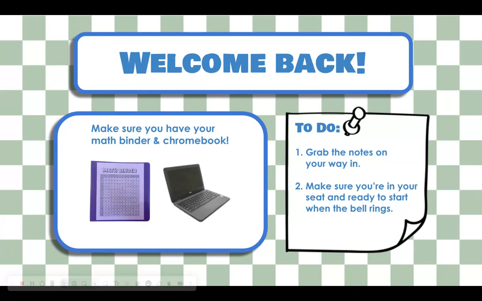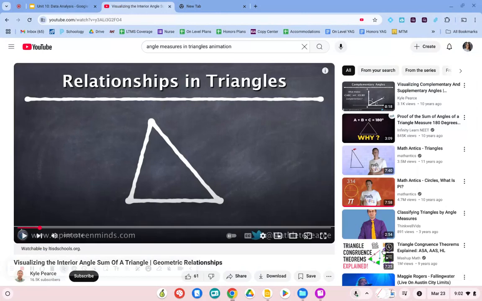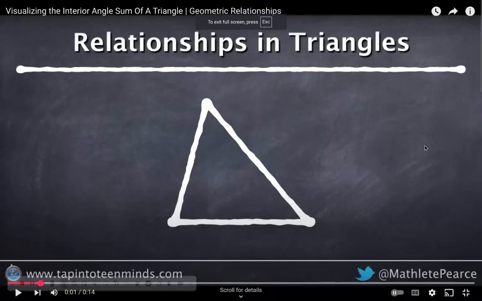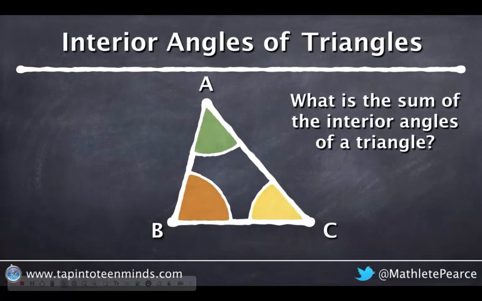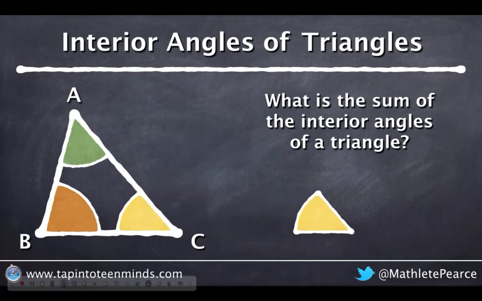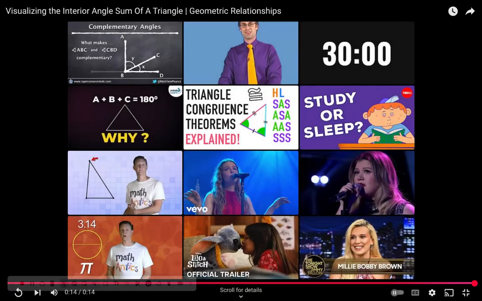So today we are going to look at the angle measures in a triangle. And I'm going to show you a little animation. There's no sound on this, just a quick little visual. So if you look at a triangle, you have 3 angles, angle A, angle B, and angle C. If you were to take those 3 angles and line them up, see how they're going to make a flat line? A flat line is 180 degrees.